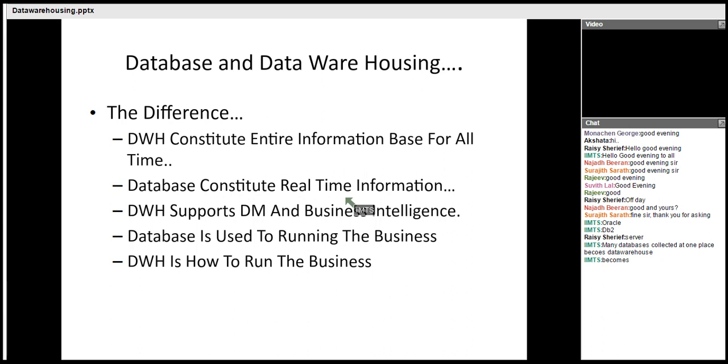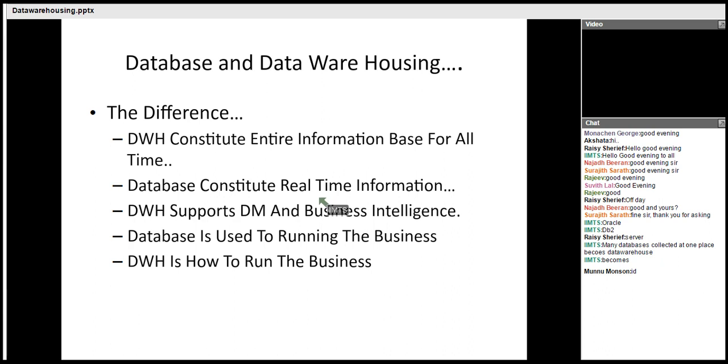What they will do is enter all the details: my name, my city, my address, my telephone number, my kids' details, the type of account which I want to open, whether it's a savings account or a recurring account. The bank employee will enter all those details in the particular software which they are using in the bank. So that is the real-time information which they are entering.